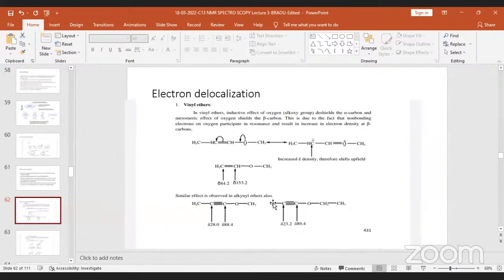Similarly, the same effect is observed in alkynyl ethers also. Only here it is a triple bond, here a double bond, here a triple bond. Same thing. See, so much difference. You see, 28 and 88. This electron delocalization results in increased electron density. Here also increased electron density, 23. So much difference, you see. So that effect is observed. This is due to the increased electron density around a particular set of carbons due to the delocalization of n electrons. Here you see, you can generalize it. It need not be methoxy, it can be any alkoxy.